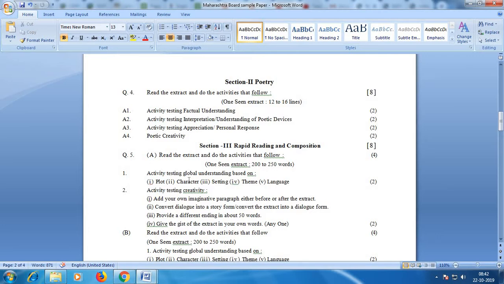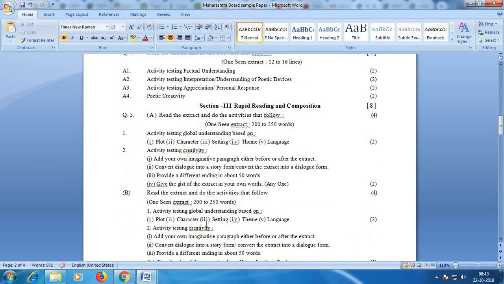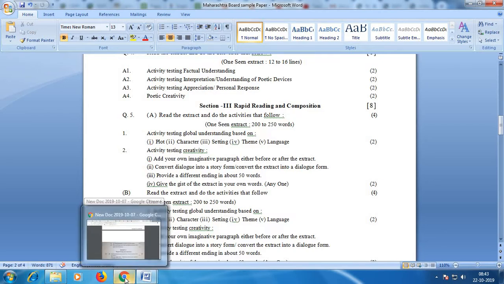And after this we have rapid reader and composition. So rapid reader and composition is of 8 marks. Certain activities are to be done. Some questions on plot and character are of 2 marks. Then you can see gist of the extract, 2 marks, and reading the activity and doing certain questions, again of 4 marks. So let's see the paper.